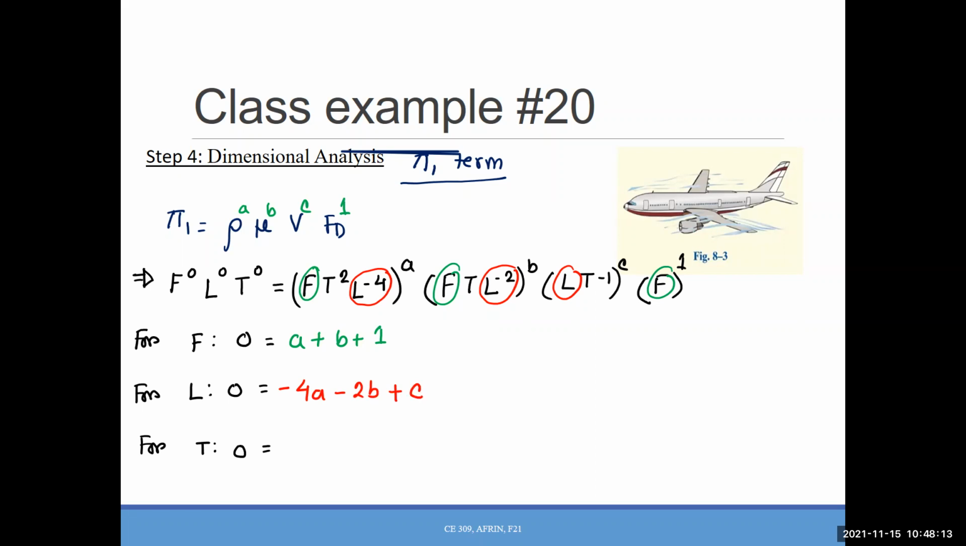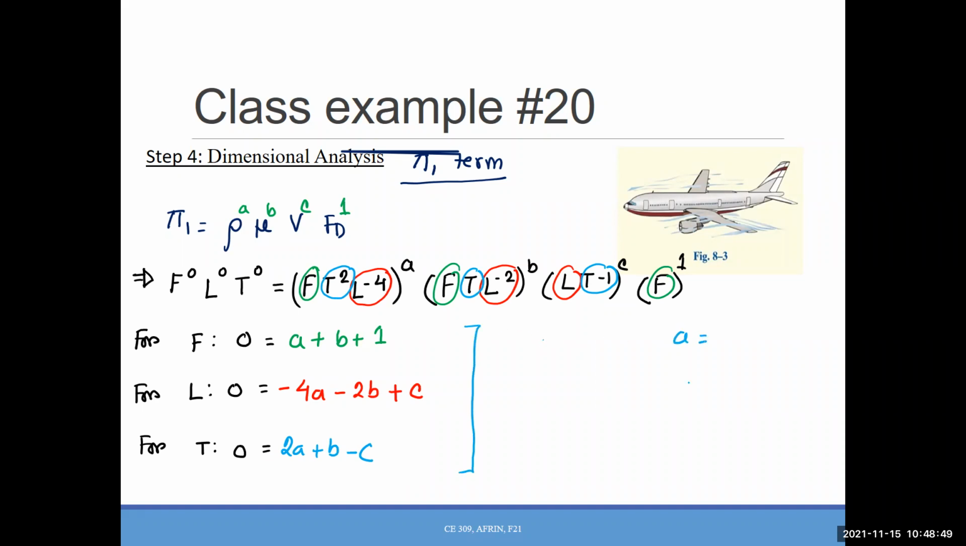Okay, this one is different from what I did in my solution. So I need to depend on your answer because the final answer will be the same, but the intermediate calculation will be different from my solution. So for T, we will use this one, this one, this one. So for T, we have 2A plus B minus C. Is that correct? Everyone, please check that.